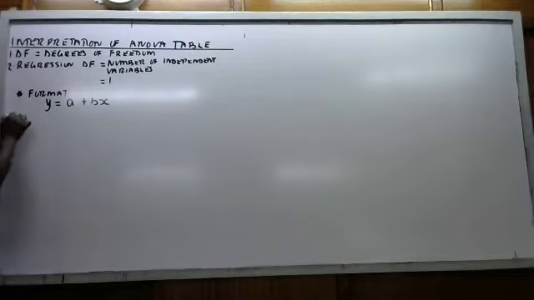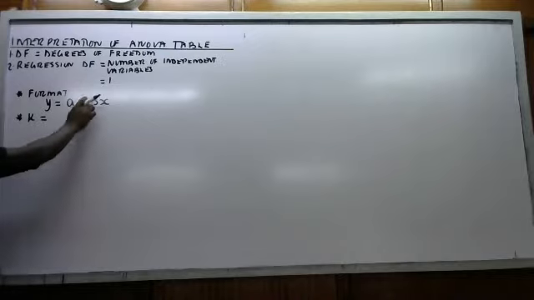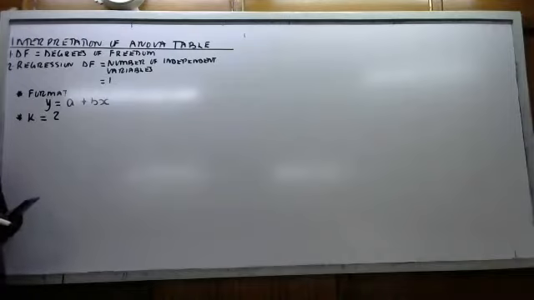Then the other thing that you can be able to know is k. When we covered standard error of estimates, I told you k represents the computed values. And the computed values are a and b. So k here is what? K is 2.